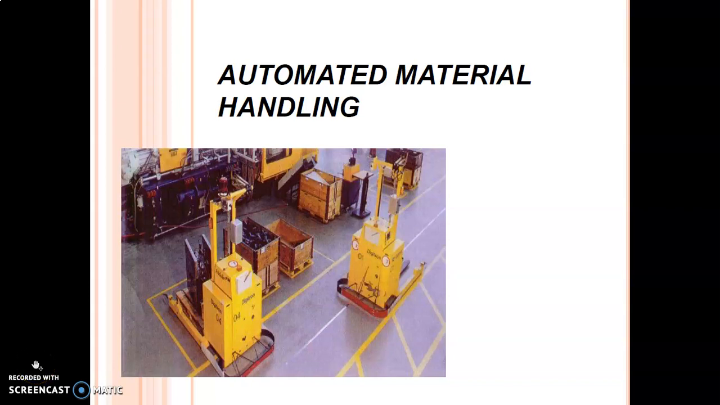Hello friend, today we will discuss a very important topic, that is the automated material handling system. Basically, this is a part of the computer integrated manufacturing system, and this part is very important because the automated computerized material handling system is normally used in each and every production line.